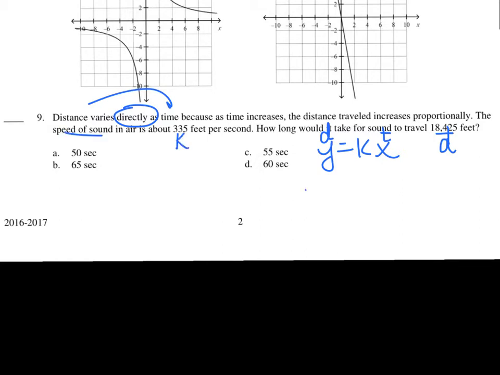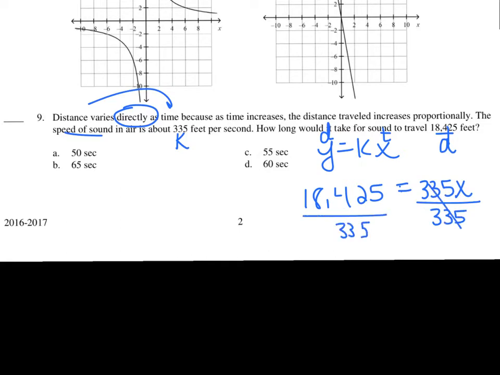So we will plug in the 18,425 for y. We will plug in the 335 for k, and we'll solve it for x, which means we just divide both sides by 335. And when you do that, you get x equals 55 seconds. That means it will take 55 seconds for the sound to travel that far. If you don't want to use the distance or the direct variation equation, you can always use d equals rt and plug in the distance, plug in the rate, because that's how fast it's going, and then solve for time.